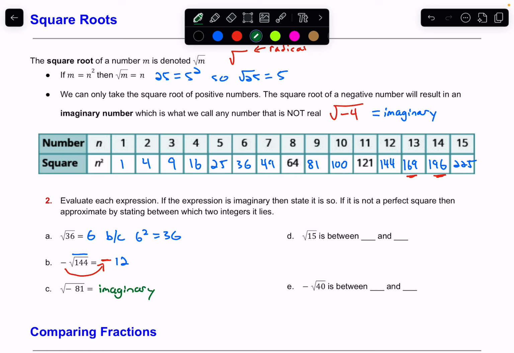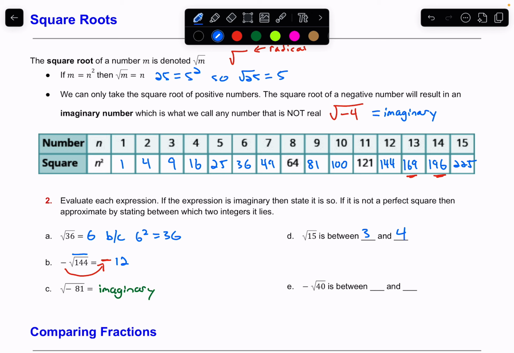What we're going to do is say where this is between by finding where 15 is in this list of squares. Okay, so 15 is between 9 and 16, which means the square root of 15 is between 3 and 4. So we're going to say that the square root of 15 would be right in here somewhere between 3 and 4. So we can say that it lies between +3 and +4.